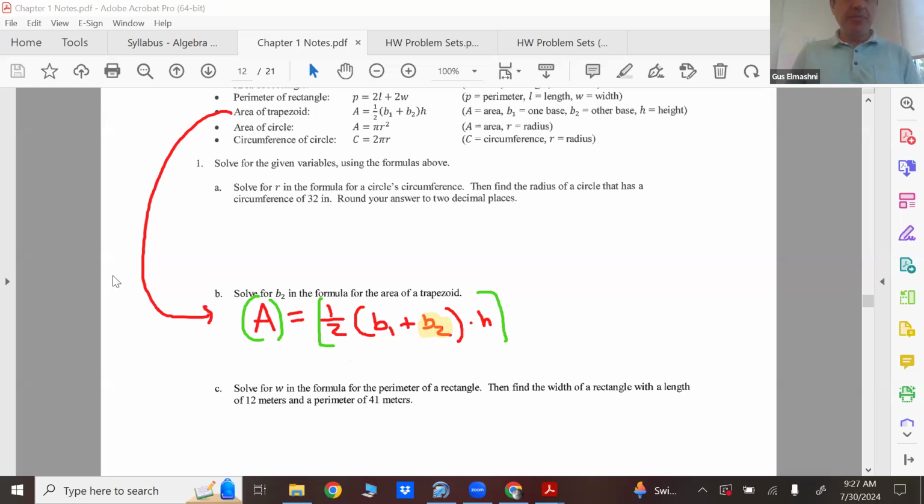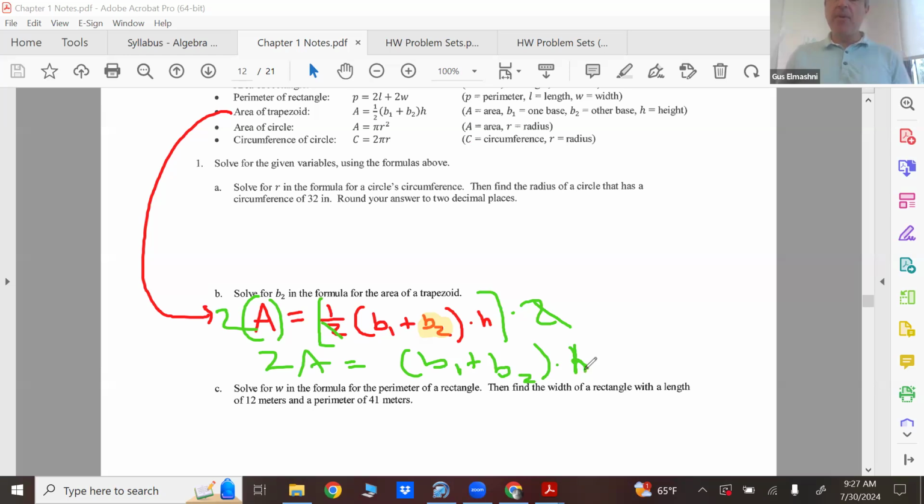Let's multiply both sides by 2. So it cancels because 2 over 2 is 1. So 2a equals parentheses, and please, please, please be OCD with parentheses. Do not be lax about it. Times h, okay? Now let's go to the h. What's the opposite of multiplying? Dividing, right? Just divide by h.